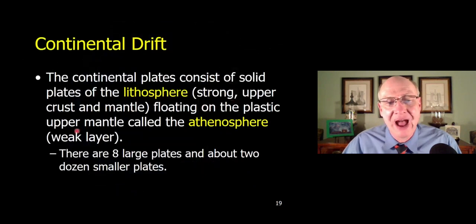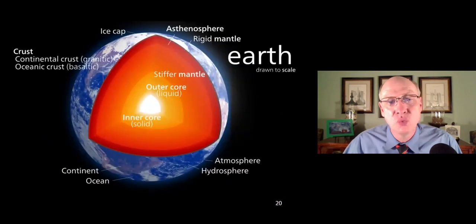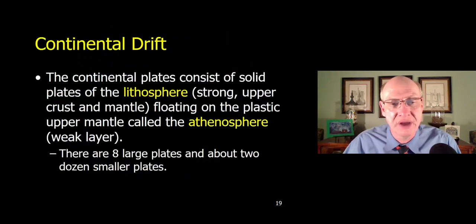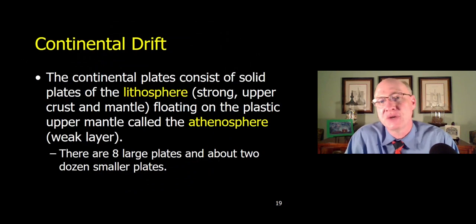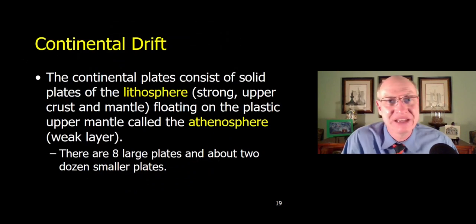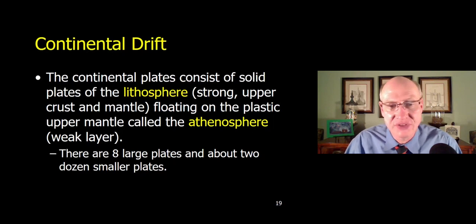It's riding on a plastic part of the upper mantle called the asthenosphere, which is the weak layer. So this weak layer means that the rocks are quite pliable, they're quite plastic, and they can move around. And the rigid mantle above that are solid, rigid plates that are moving around on that softer underpart. And altogether on the surface of the Earth, there are about 8 large plates and about 24 smaller plates that are moving on the surface of the Earth.